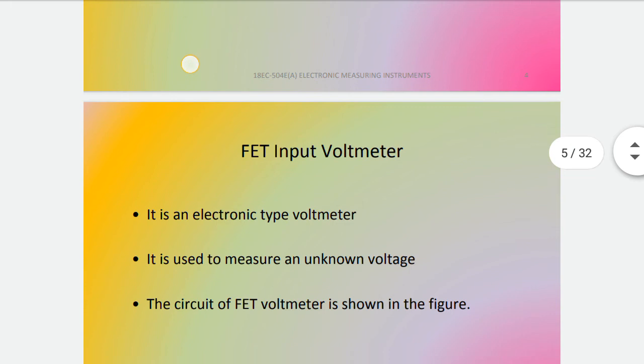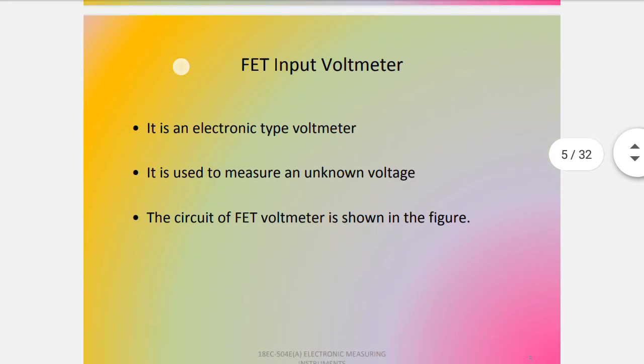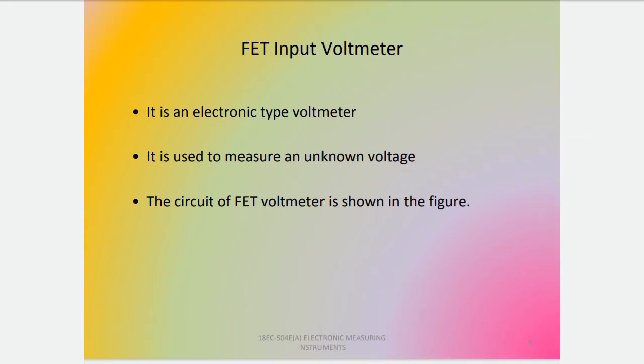Now coming to the FET input voltmeter. It is an electronic type voltmeter. It is used to measure unknown voltage. The FETs are used in the voltmeter to increase the input impedance. Voltmeters which use FETs in their design decrease the loading effect. The FET voltmeters are of two types: difference amplifier type FET voltmeter and source or emitter follower type FET voltmeter.